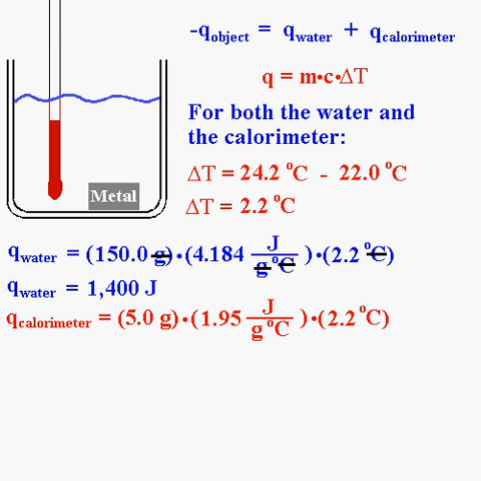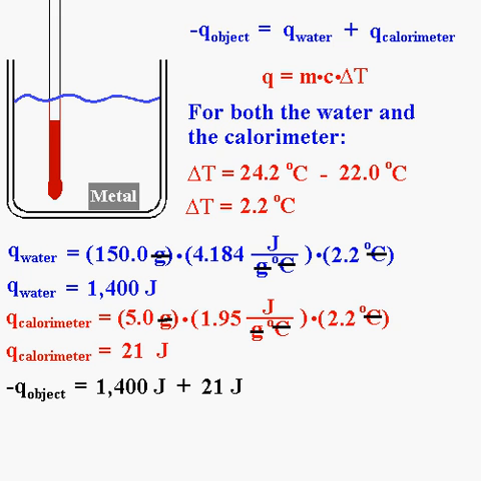Now let's do the calorimeter. We take the mass, 5.0 grams, multiply by the specific heat, 1.95 joules per gram degree Celsius, and multiply by delta T, which once again is 2.2 degrees Celsius. Once again, when we multiply through, the units cancel except for joules, and that's good. And the numbers work out to 21 once you realize that 2.2 has only two significant figures. So now we can use the calorimetry equation to determine the Q of the metal. Negative Q object equals Q of the water, 1400 joules, plus Q of the calorimeter, 21 joules. Now when we add these, we get 1421 joules.